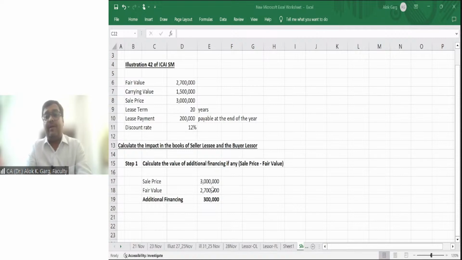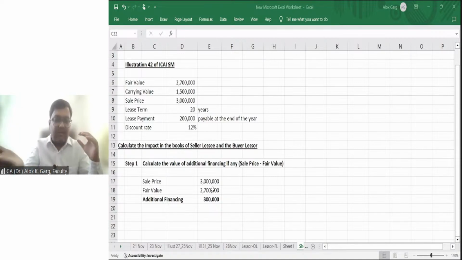Now, step number two. Step number two is I need to allocate my lease payment. Now, just think logically, like a normal layman. I got 30 lakh rupees as a seller lessee. 27 lakh rupees I received as a consideration for this property. 3 lakh rupees I have received as a loan. So in total I have received 30 lakh rupees.